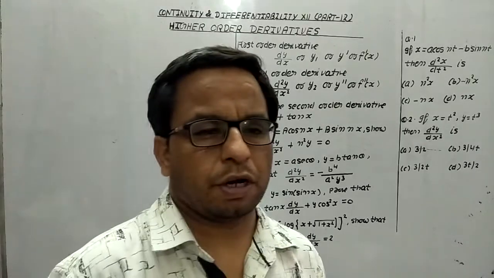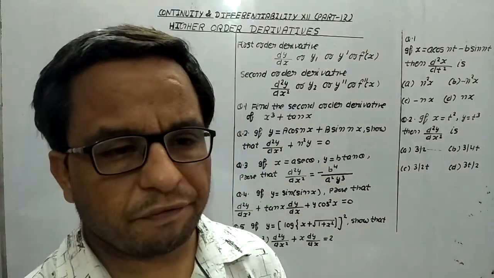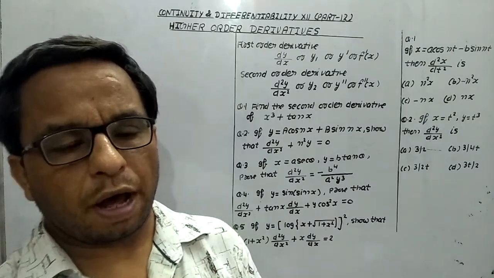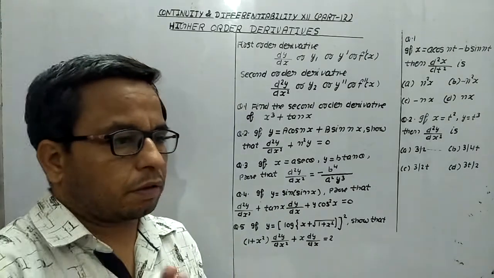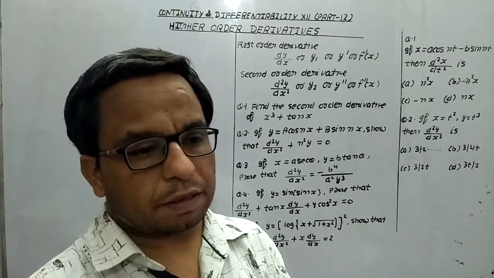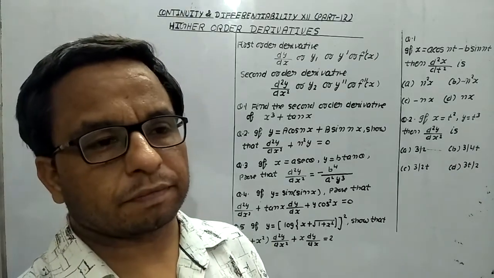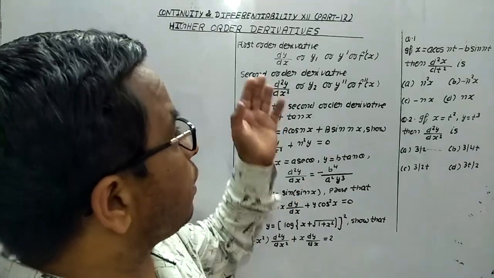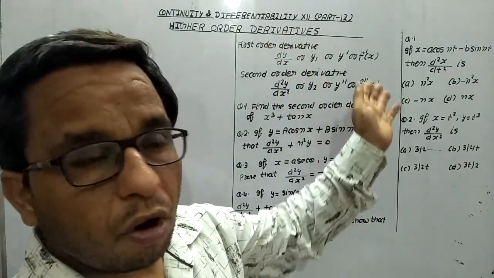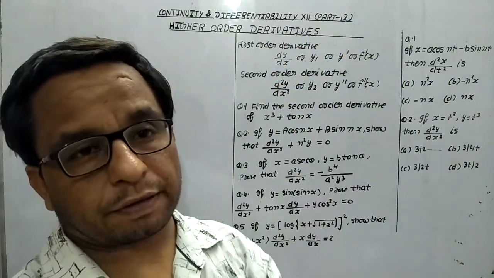Hello everyone. Today in this part 12 of continuity and differentiability, I'll explain higher order derivatives. We were finding dy by dx, that is known as the first derivative. Notation wise, we can represent it by y1 also, or y dash, or f dash x.